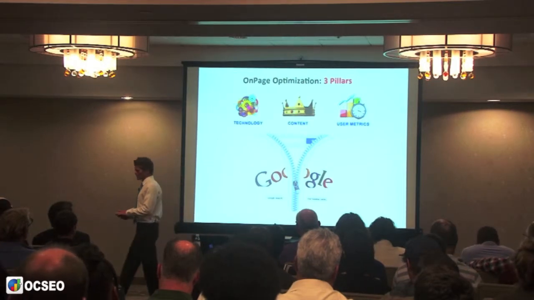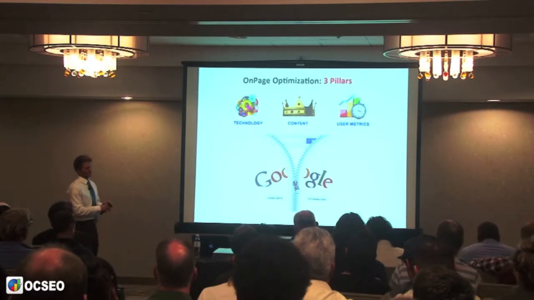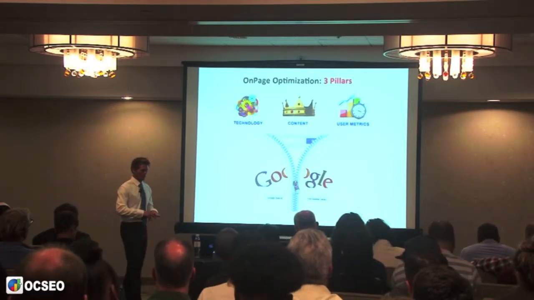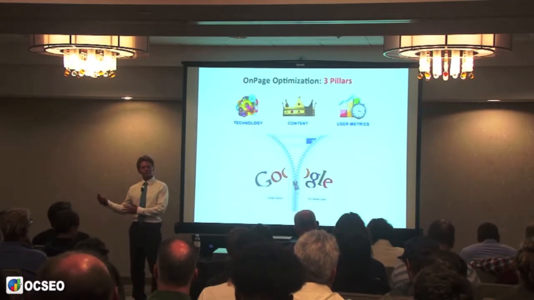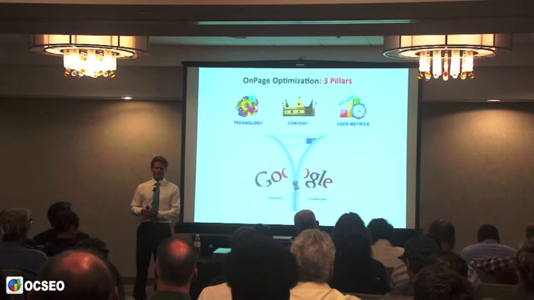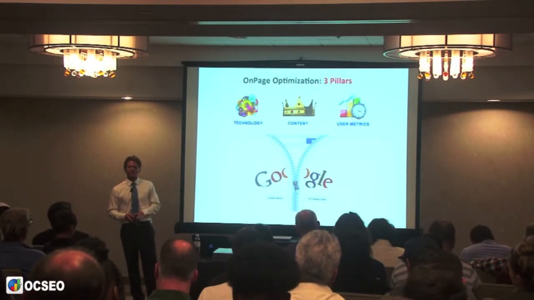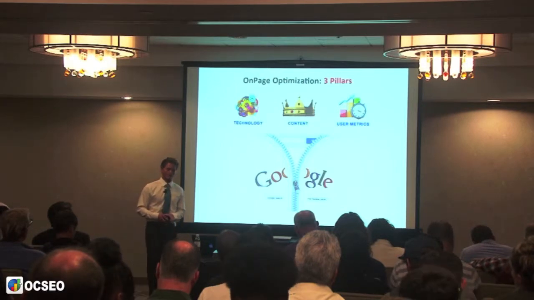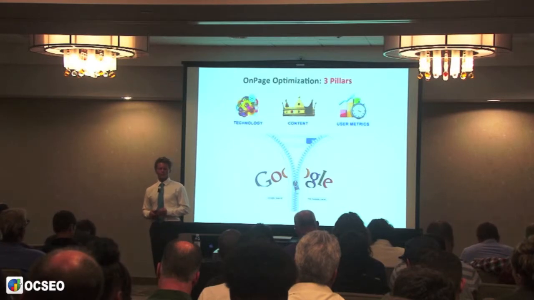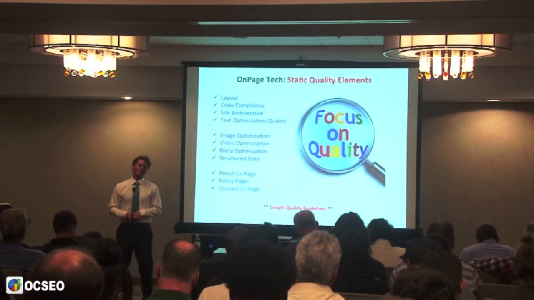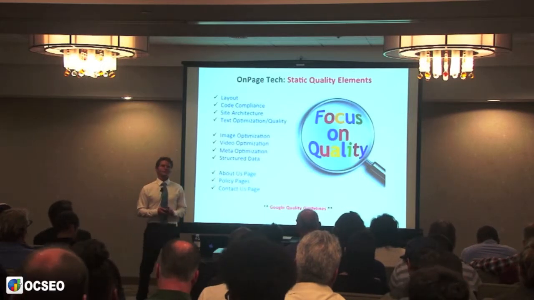There's 3 main pillars of on-page optimization, and on-page optimization is essentially things that take place on your website. There's also off-page optimization, which has to do with external factors pointing in, things like links and PR and stuff like that. But on-site, there are a number of different criteria that we need to go through. One is technology, another is content, and the other is user metrics. There's static quality elements that have to do with your website as it stands.